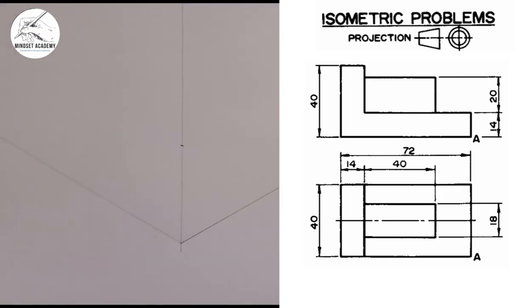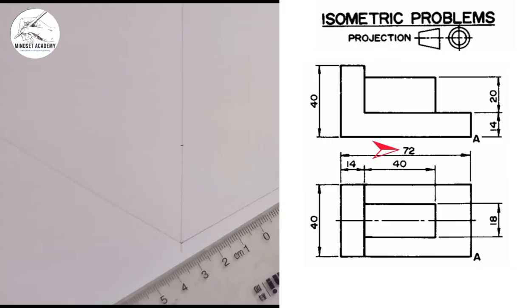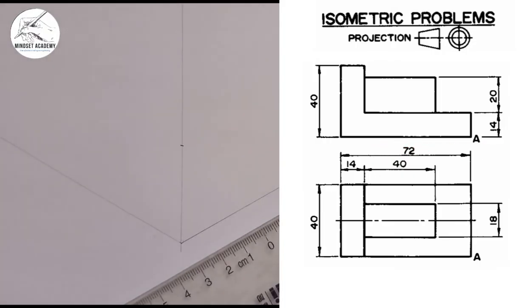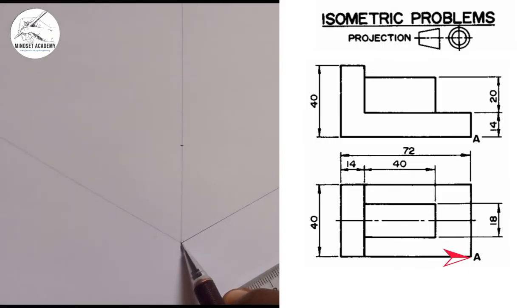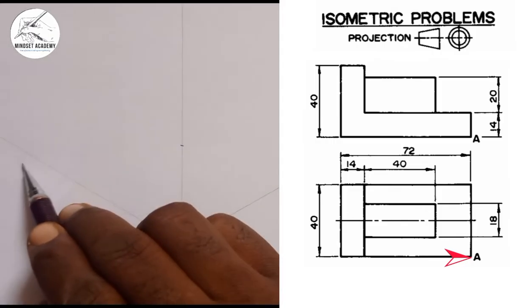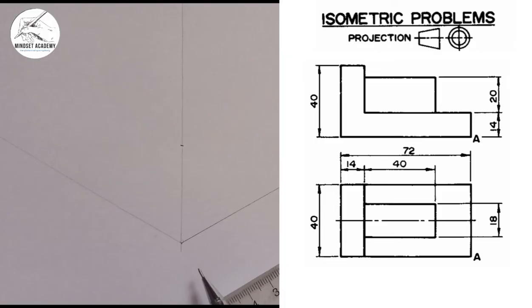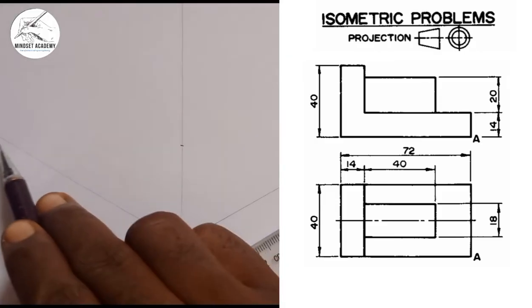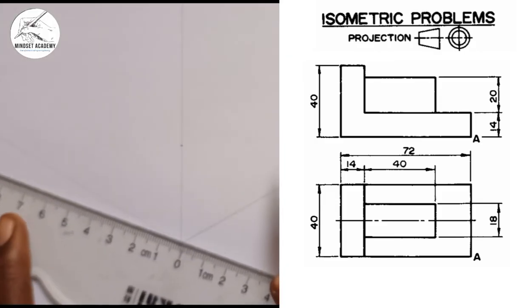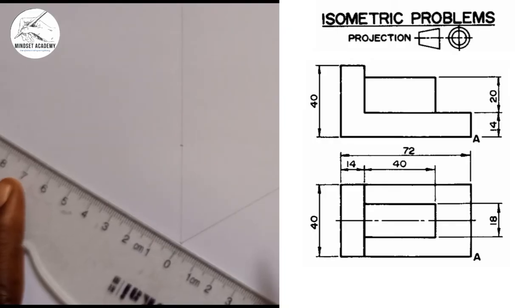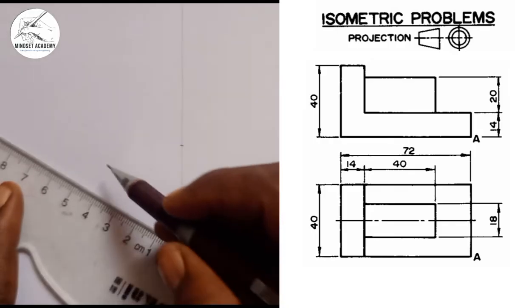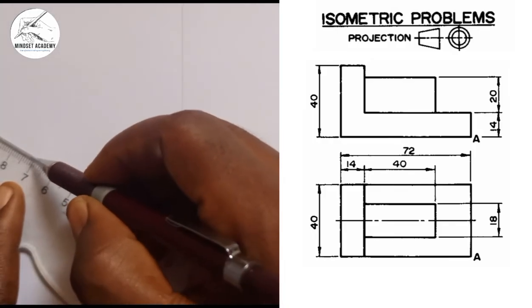Now the next thing is the length, which is given to be 72. Also, we have 72 from here to here. Now, how will you know how the length will be placed? Since we are given point A, making that point A will be at this point here. So you're going to measure from here 72. So if point A is here, that is where my length will be. So from 0 to 72. This is 72 here.